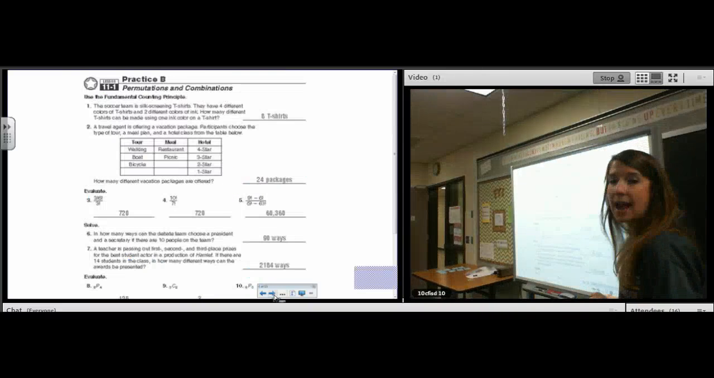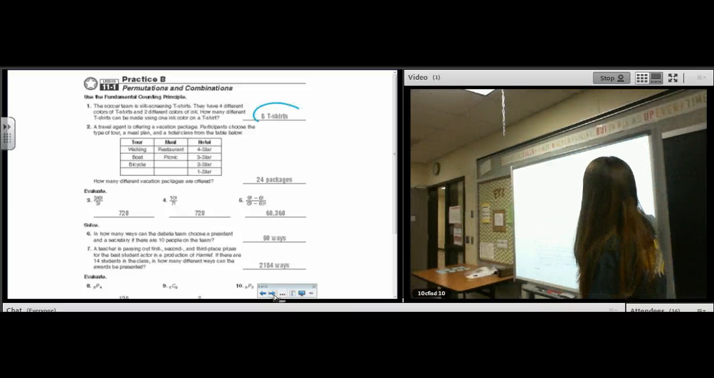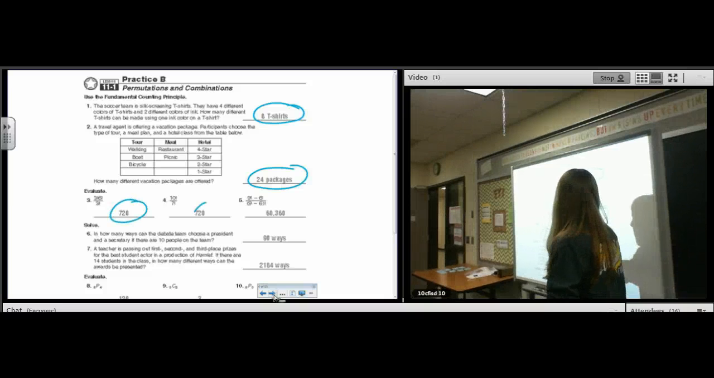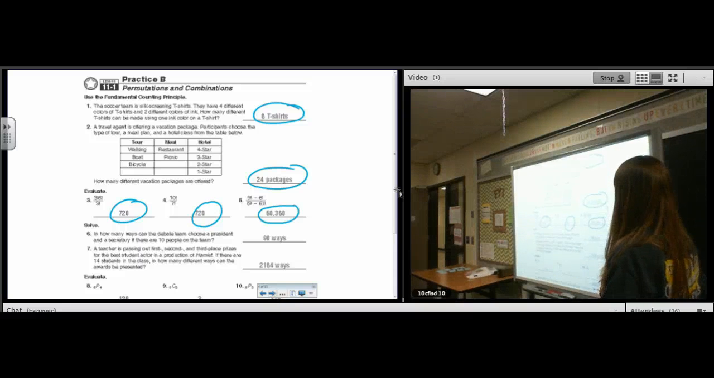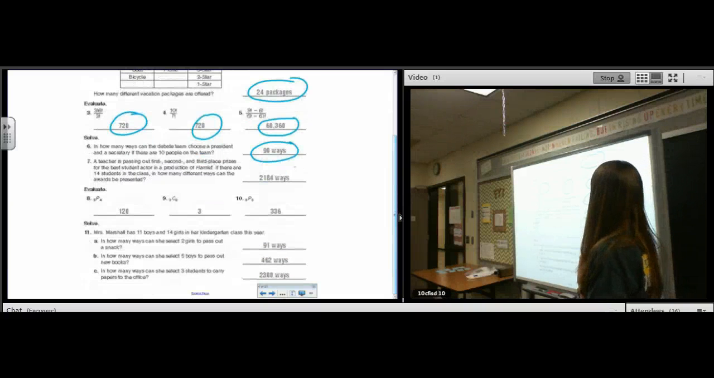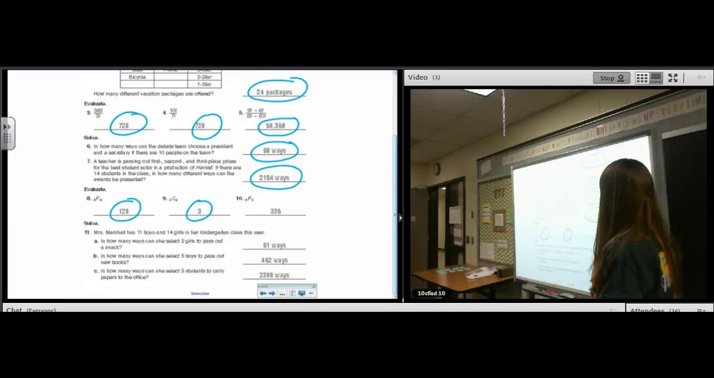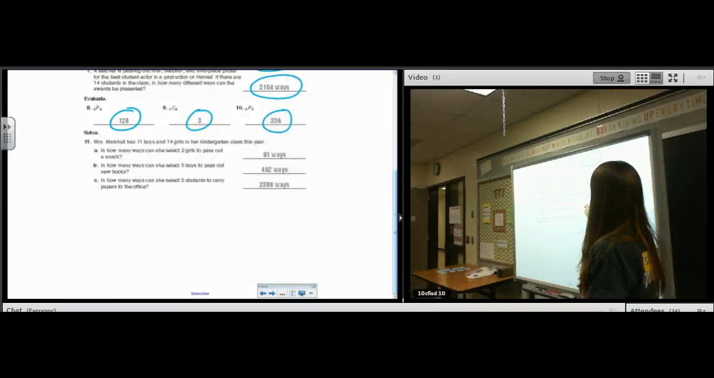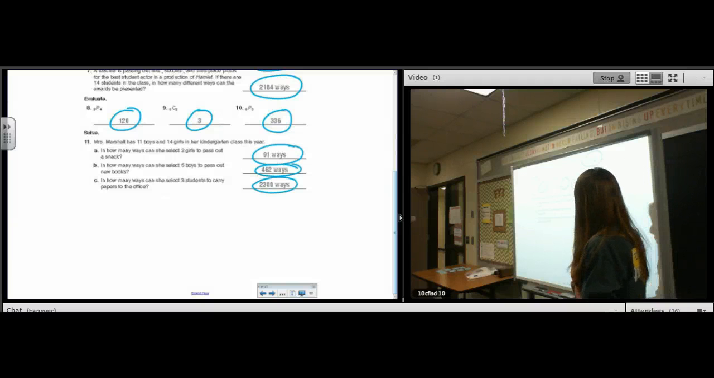Looking at the other side, we've got 8, 24, 720, 720, 6,360, 90, 2,184, 120, 3, 336, 91, 462, and 2,300.